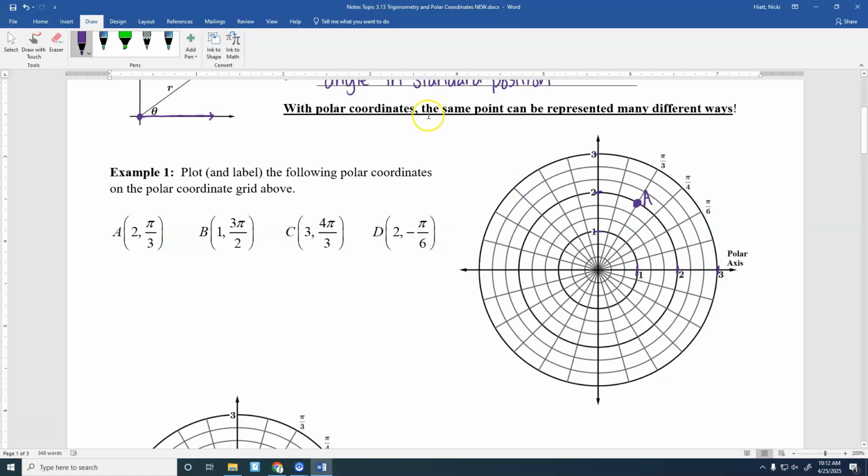So if I want to graph 1, 3 pi over 2, I always think of the angle first whenever I'm doing this. So 3 pi over 2 is right here. So you can see that the unit circle is still not gone away. You pretty much need to know all of that stuff. And then you're going to start at the pole right here. You're going to go towards that 3 pi over 2, just one circle this time, and there's your B.